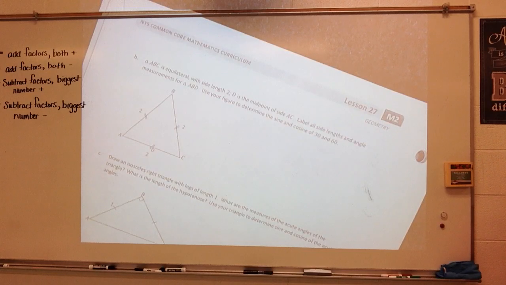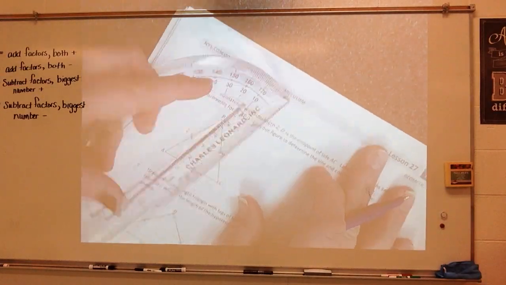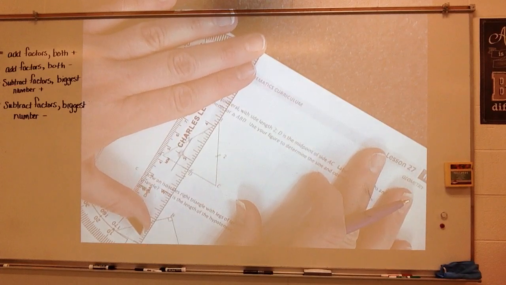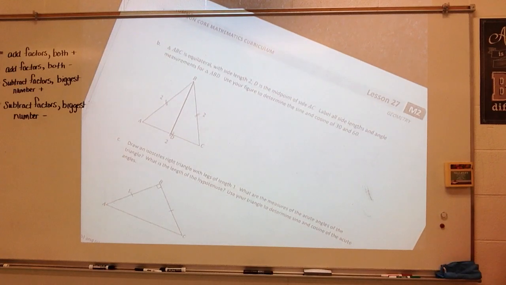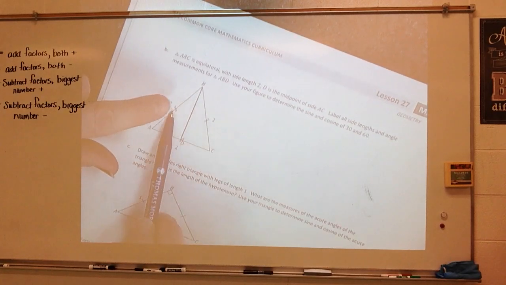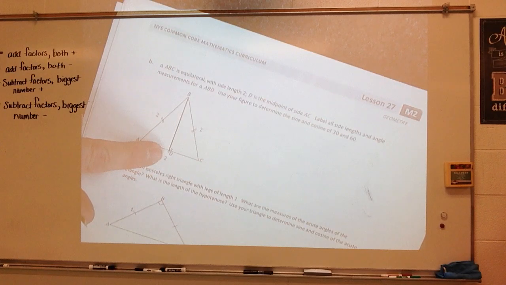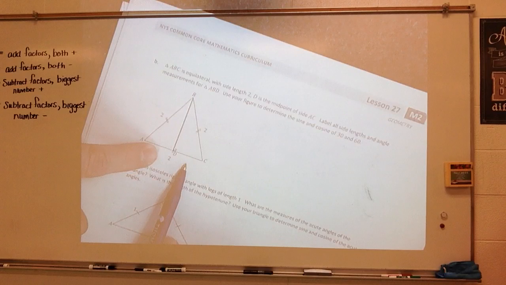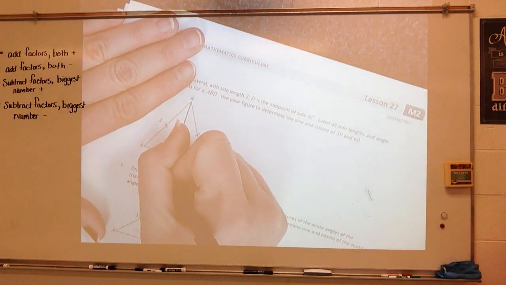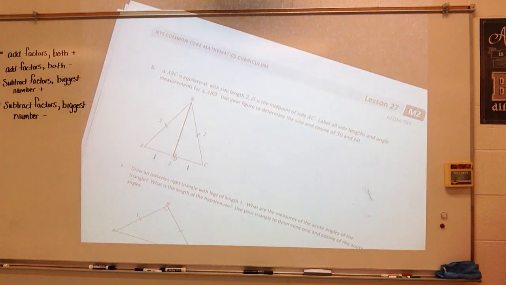With it being an altitude to AC, that also means that I create 90-degree angles. So we're not going to go through the actual construction of this, but I'm going to draw the altitude of my triangle here. Now, with that being said, all 3 sides measure 2. With this being an altitude, what happens here? I'm dividing that into 2 equal parts.